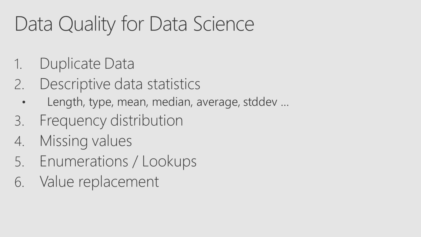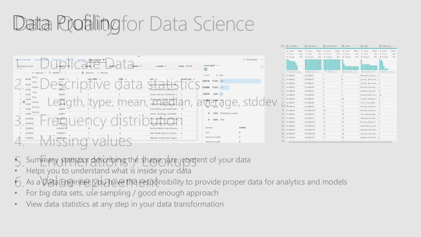Number 5 is enumerations lookup. So we had lookups in data warehousing for your surrogate key, your primary key to foreign key lookup. Very common in data science as well to replace coded values with enumerated values. A lot of times you're going to get raw data that has codes in it that need to be replaced with categorical string data. So I'll show you how to do that today. And then value replacement, that's pretty much the same as in data warehousing.